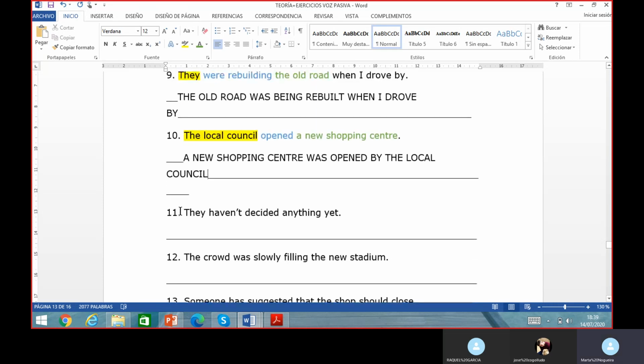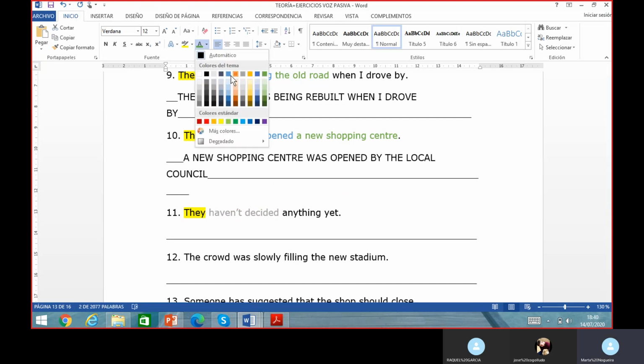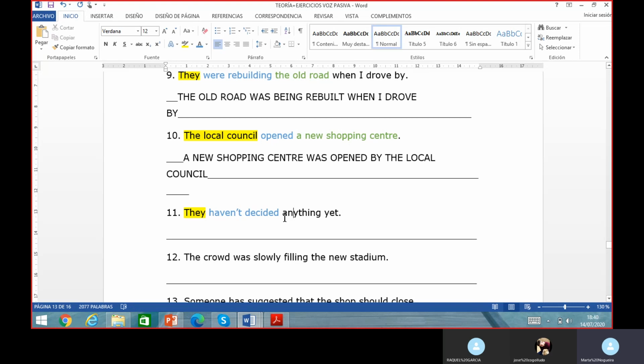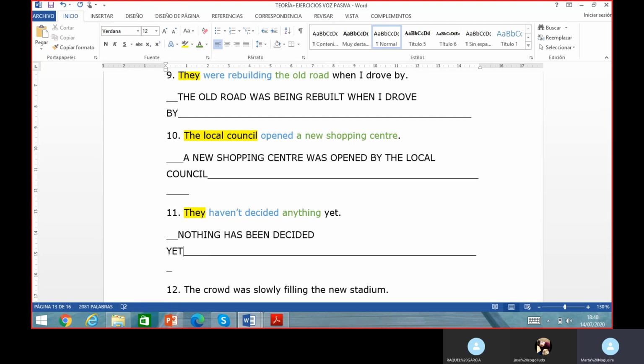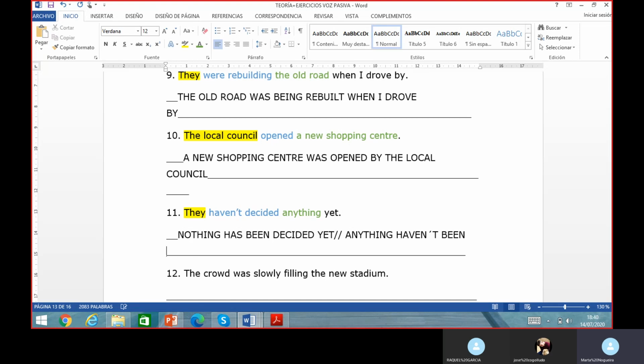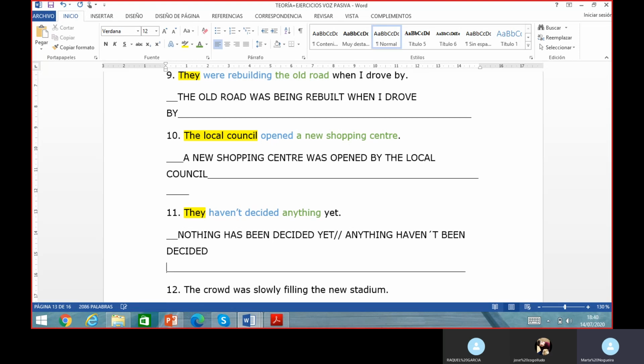And the last one, which was 11, they haven't decided. Oh, this is more complicated. Well, this is not so much more complicated, and anything is our object. So, well, we could say nothing has been decided yet, or anything hasn't been decided yet, and we don't put by them.